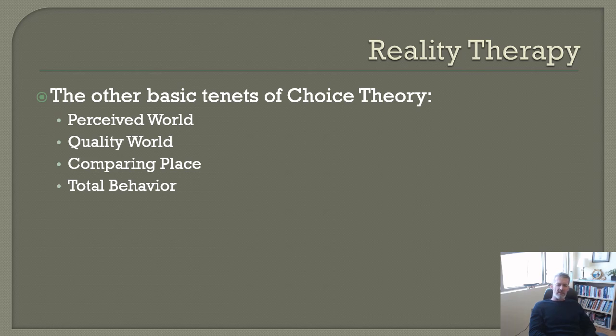And then Glasser makes the point that there are some other basic ideas that you need to have a handle on in order to begin to implement reality therapy. The concepts of the perceived world, the quality world, what he calls the comparing place, and what he calls total behavior. These are actually fairly straightforward, simple ideas that he assigns unusual vocabulary to.